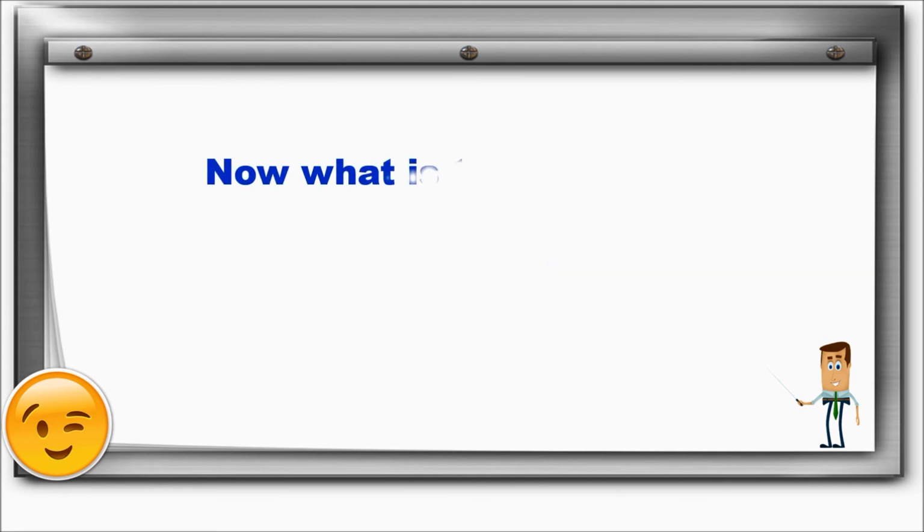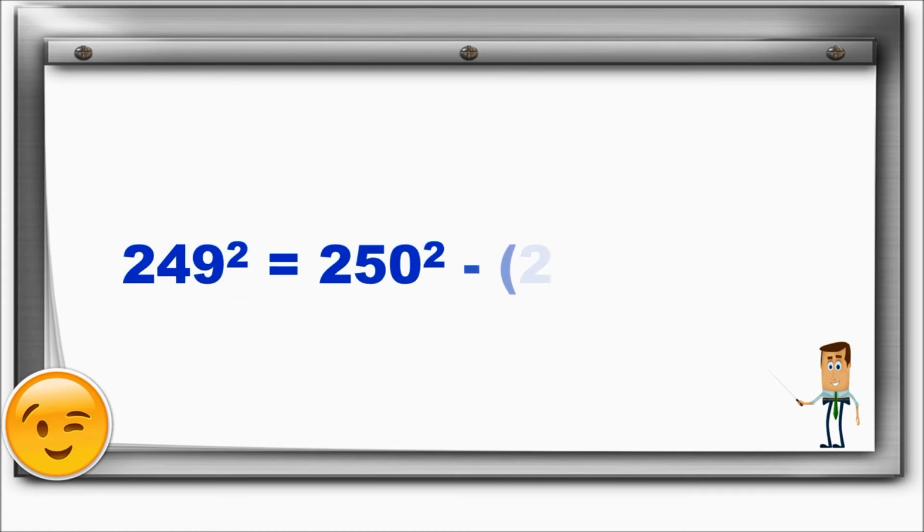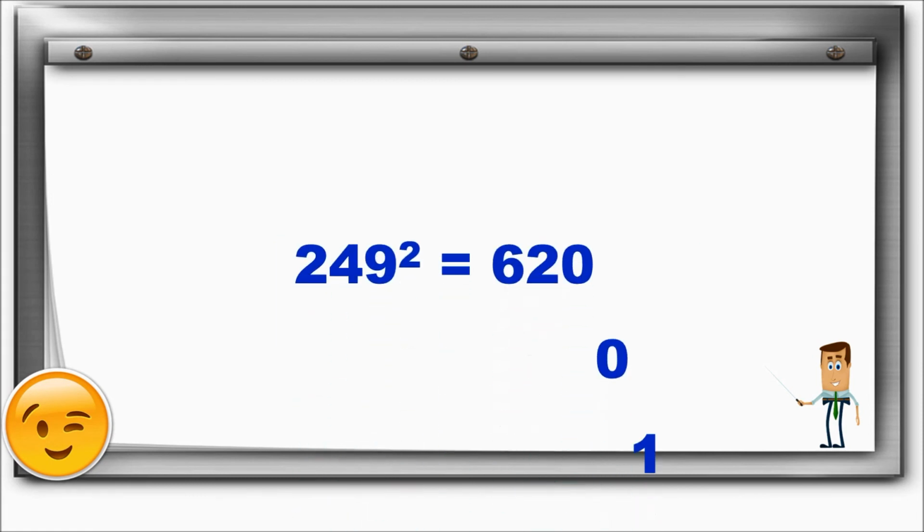Let's move to the 3 digit. Now we will find the square of 249. 249 square is equal to 250 square minus (249 plus 250). So 62500 minus 499. Answer is 62001.